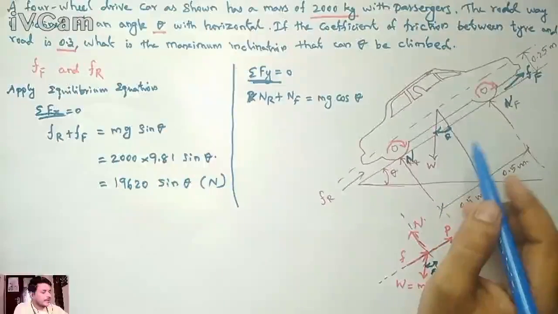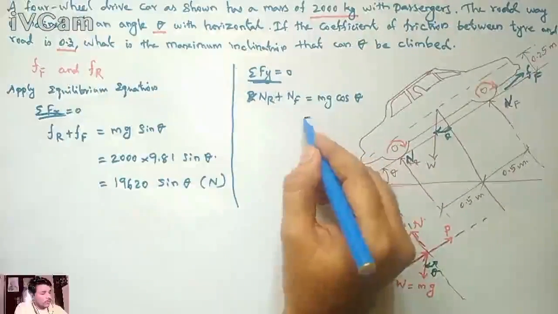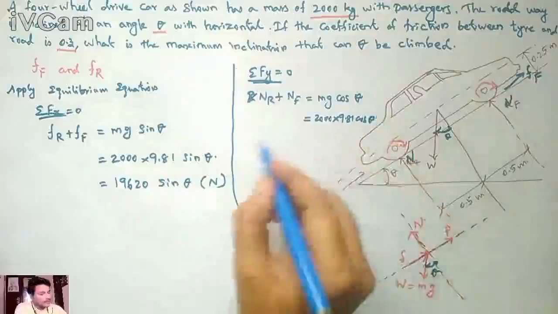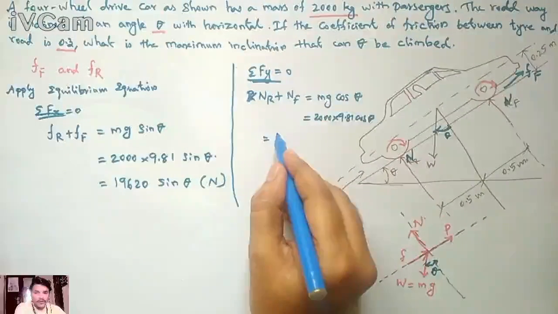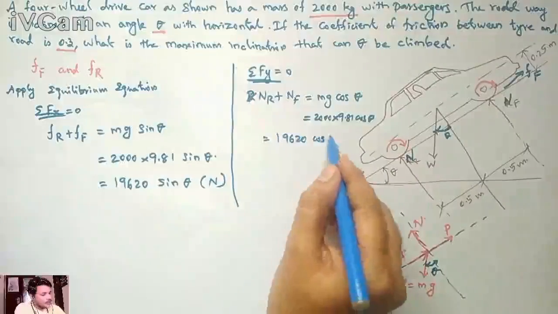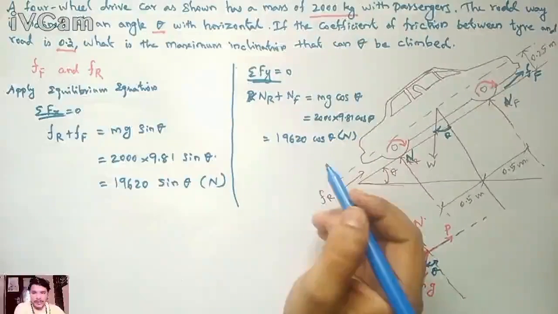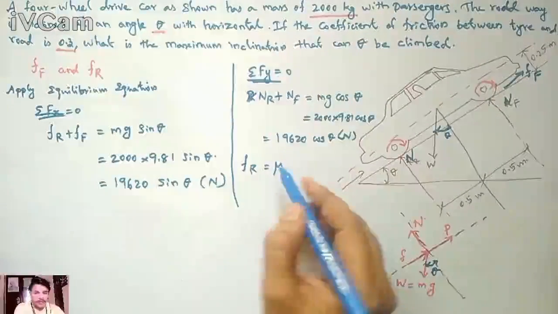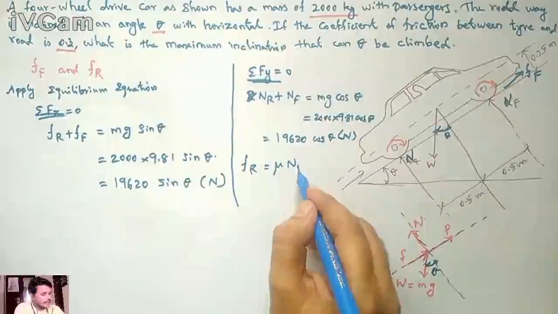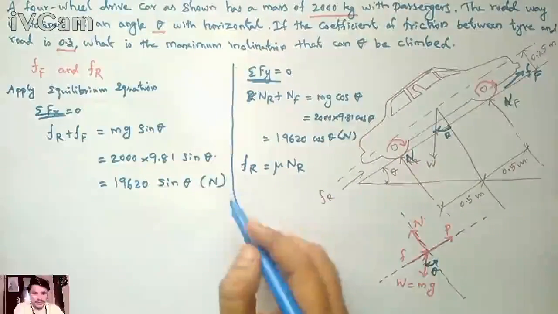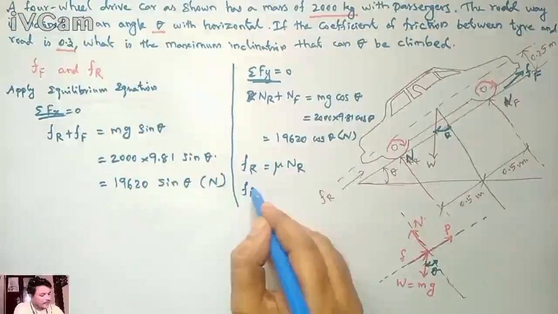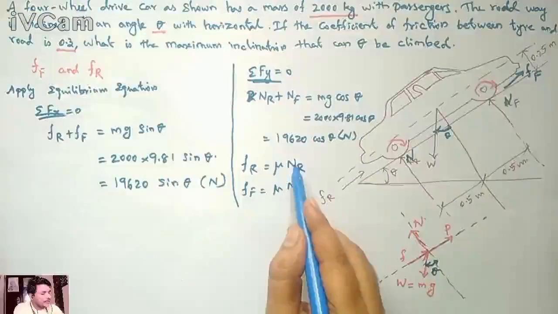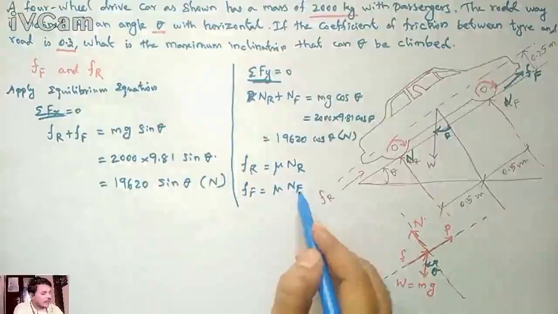Right. So here, 2000 into 9.81 cos theta, so you will get the value of 19620 cos theta Newton. Also, Fr, the friction at the rear wheel, is equal to mu into the normal reaction at the rear wheel. Similarly Ff is equal to mu into Nf. So the general formula is F equal to mu into N. R is for rear wheel, and F for front wheel.